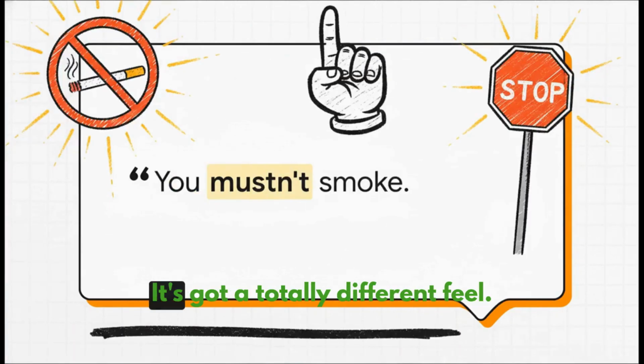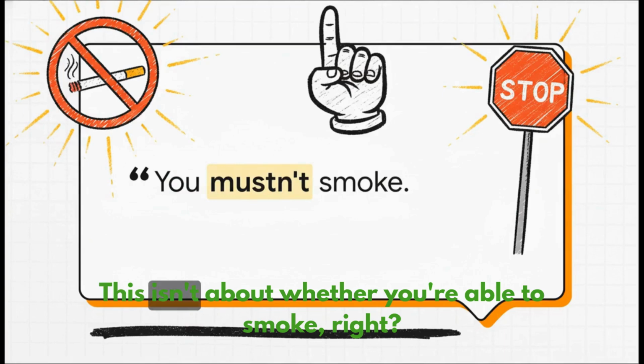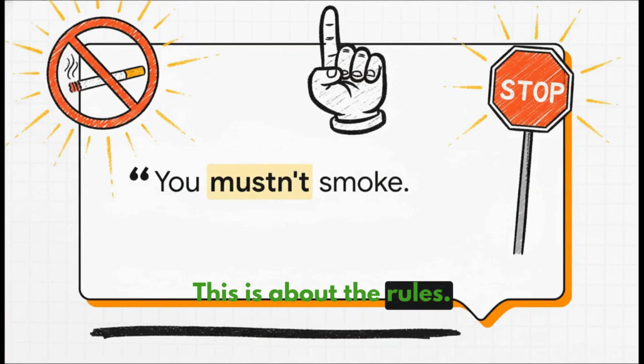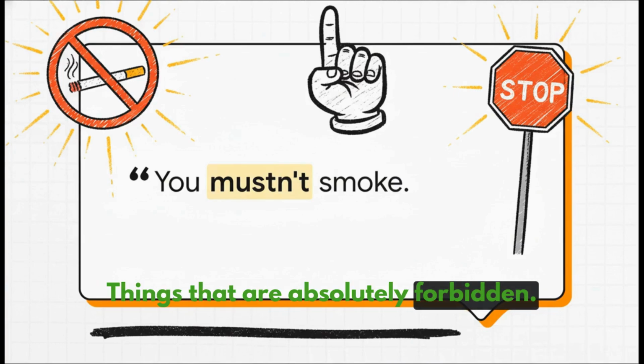Now listen to this one, it's got a totally different feel. You mustn't smoke. This isn't about whether you're able to smoke, right? This is about the rules. Mustn't is for those strong prohibitions. Things that are absolutely forbidden.